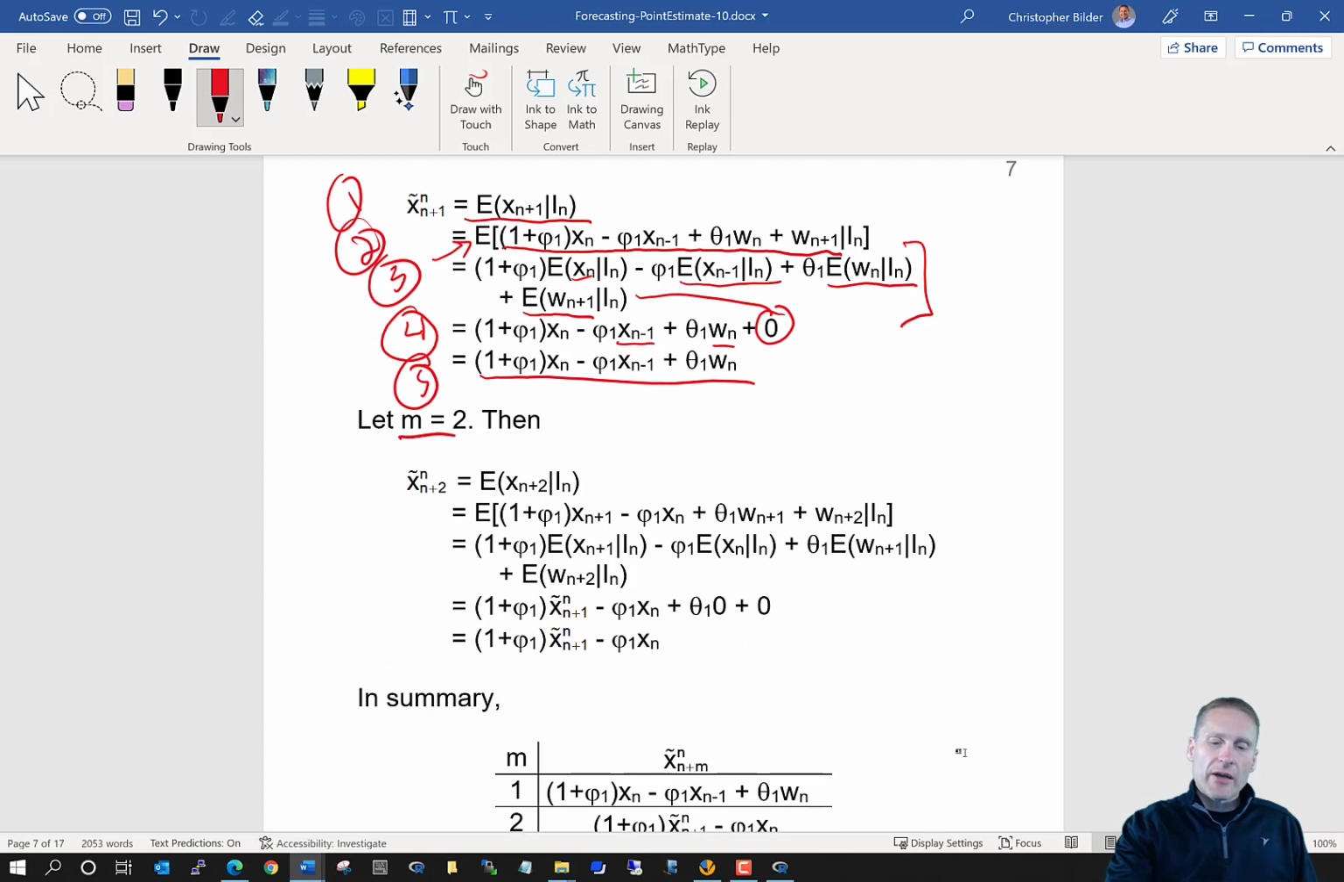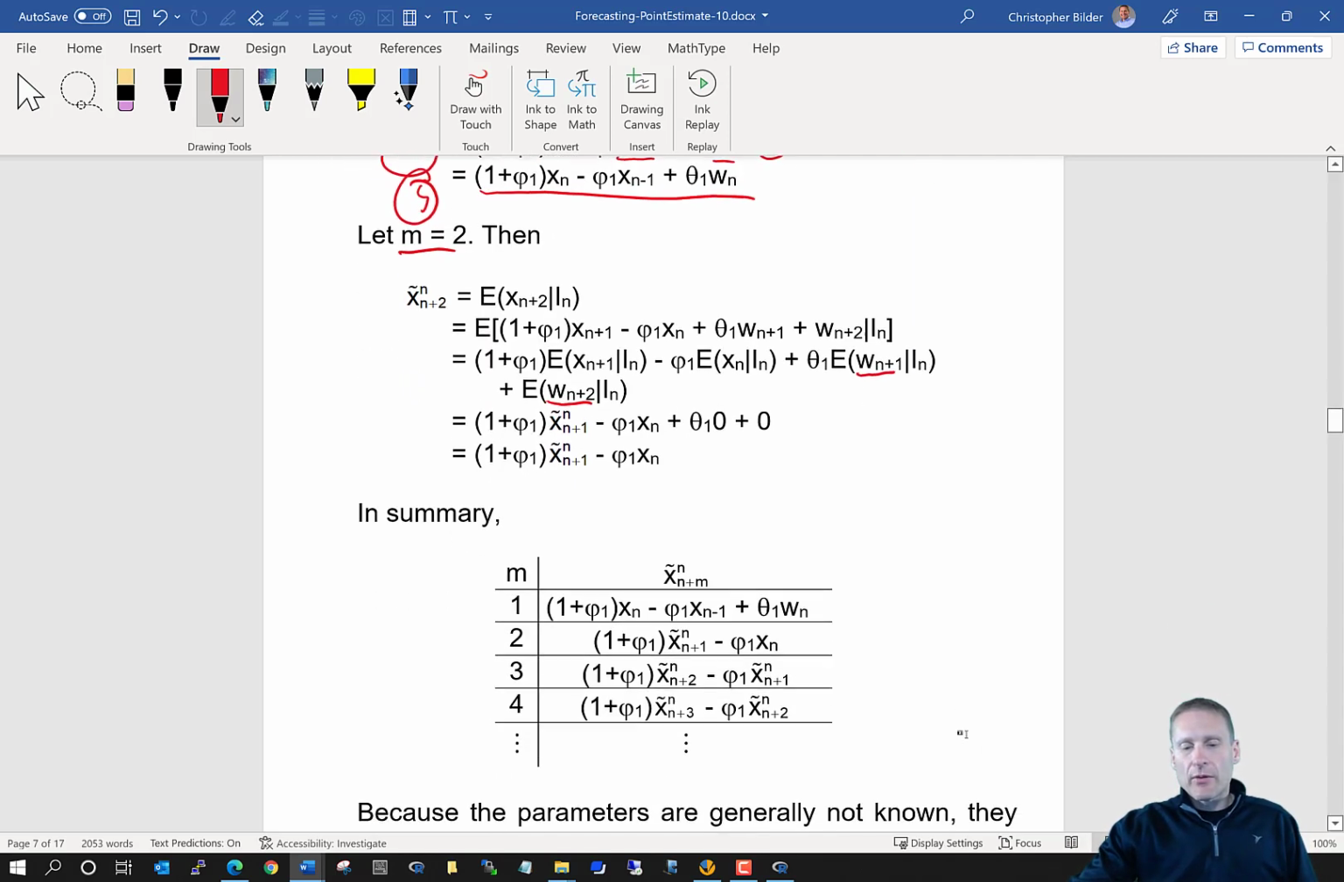At 2 time points into the future, I can go through that same process. I'll let you go through the details on your own. Do note that now these W's disappear because now my W's have indices that are greater than n.